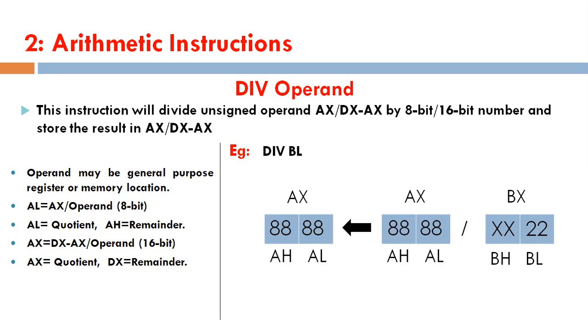The value of AX is 88. If I do this operation, 88 by 22 is 4. So the 4 is the result, which is stored in the AX register.